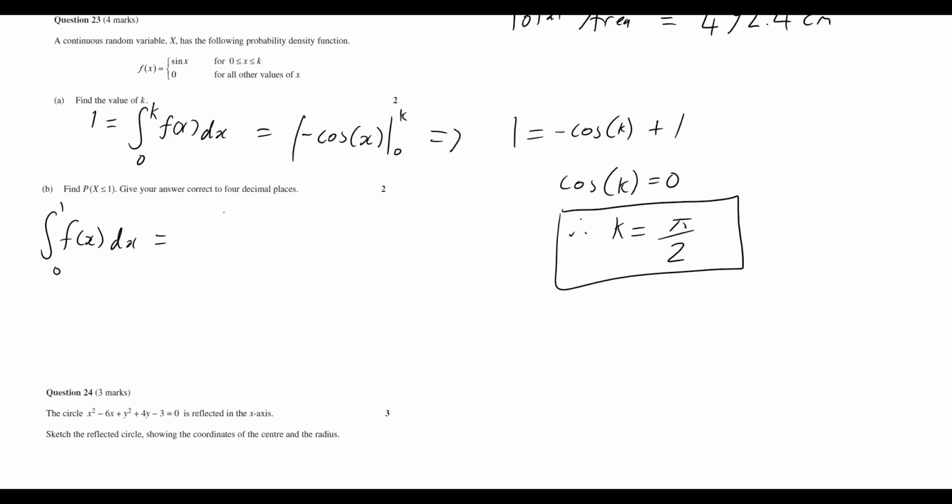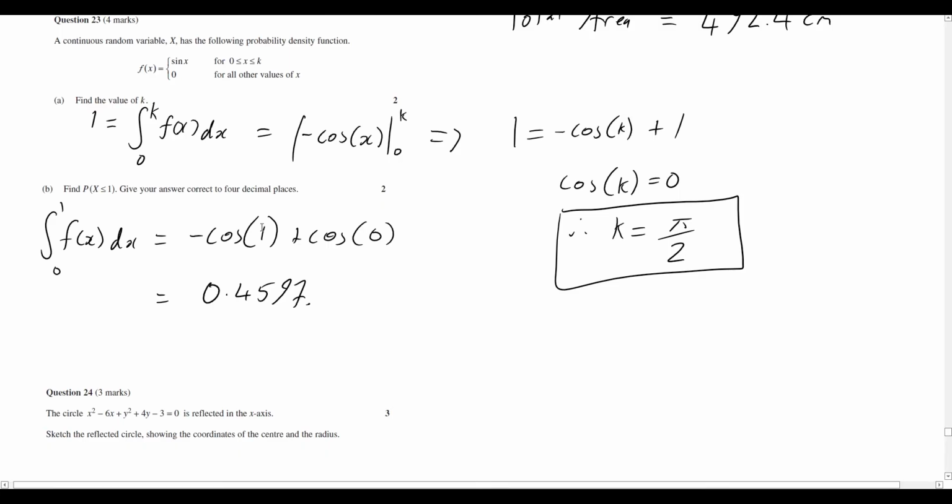And so now we know that that's just going to be equal to minus cos of 1 plus cos of 0. Okay, and so make sure that you're using radians here when you put this into your calculator. If you put in degrees, I don't think you'll get a very sensible answer at all. So make sure you are using radians here. And so just simply putting that into your calculator, you will get a value of 0.4597. Okay, and that's question 23.